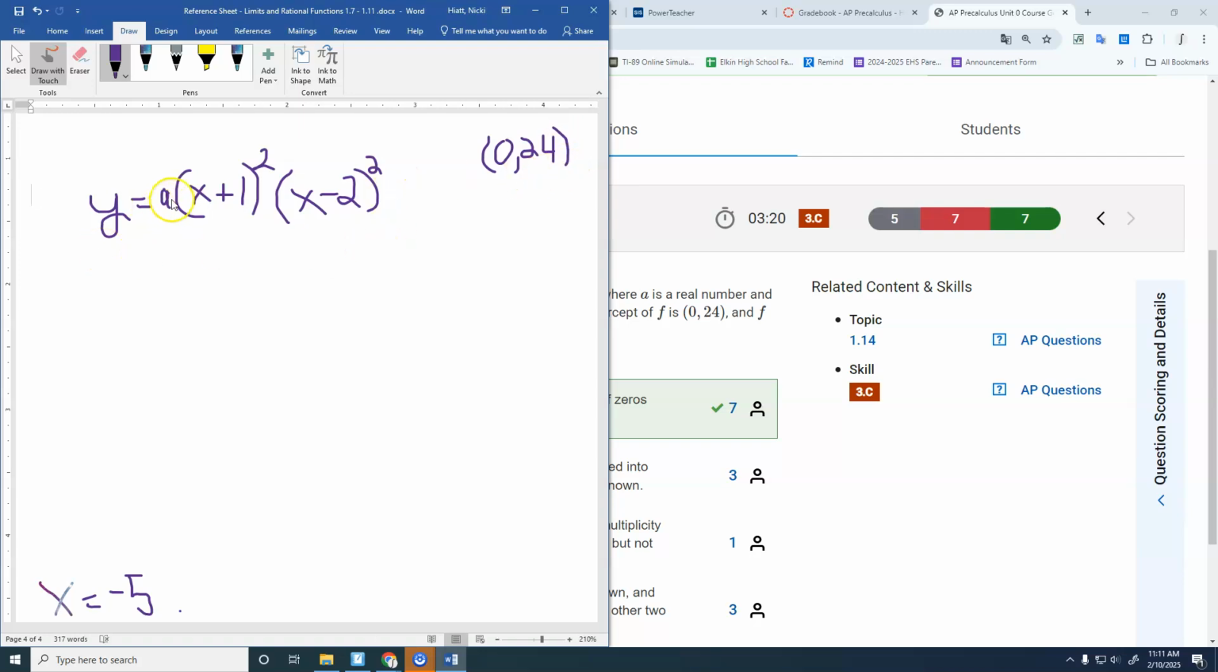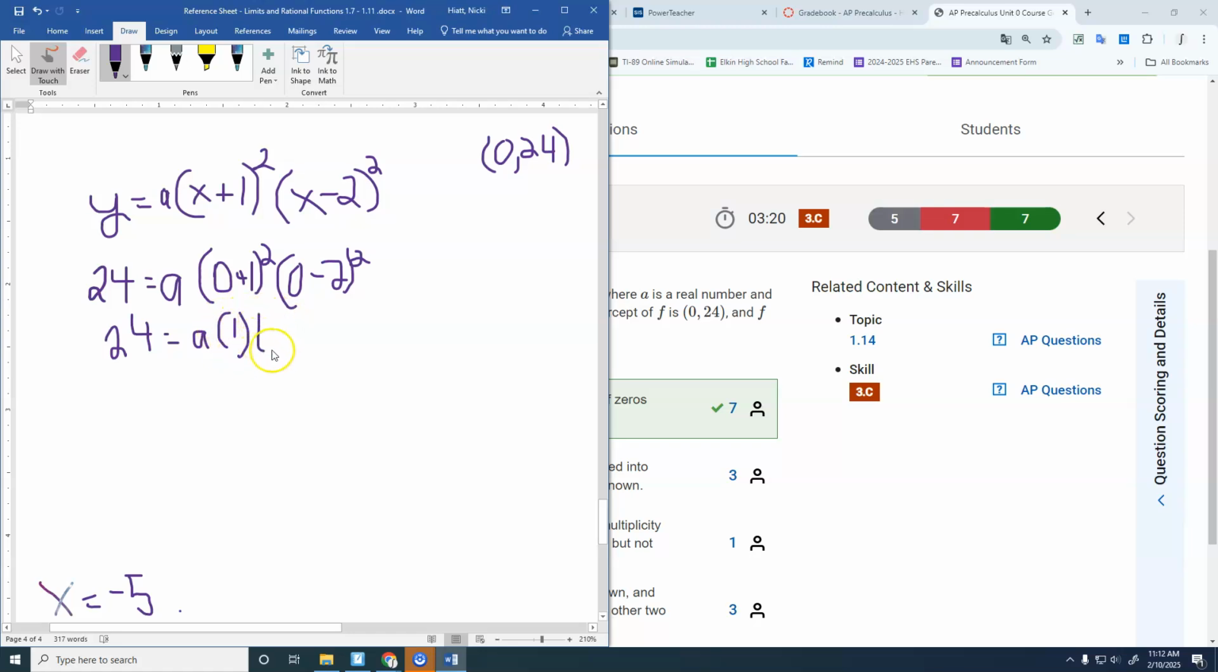So it's asking if I can find a pretty much now. And I could, because if I take these coordinates and plug it in, I could put 24 right here. And then a would still be there, but I would have 0 plus 1 squared and 0 minus 2 squared, like that. And so 24 would equal a, and this is just going to be 1 right here, and this is going to be negative 2 squared, which is 4.